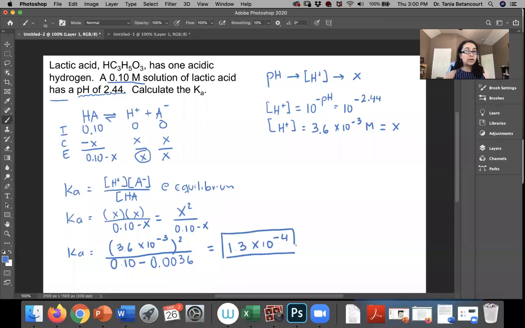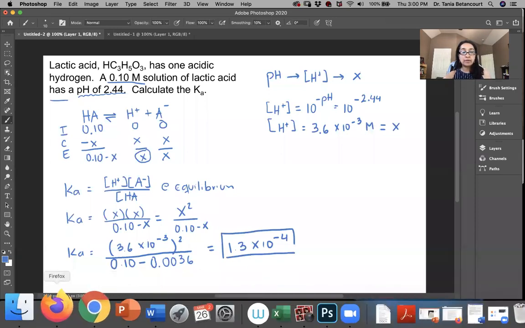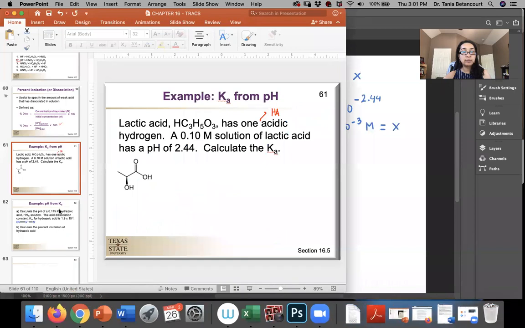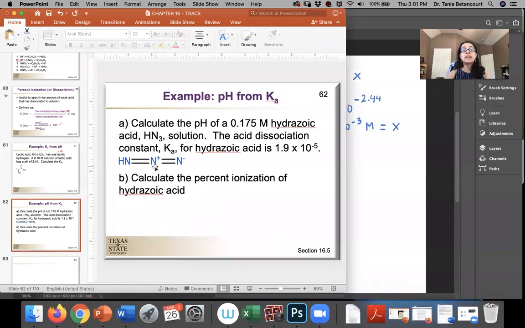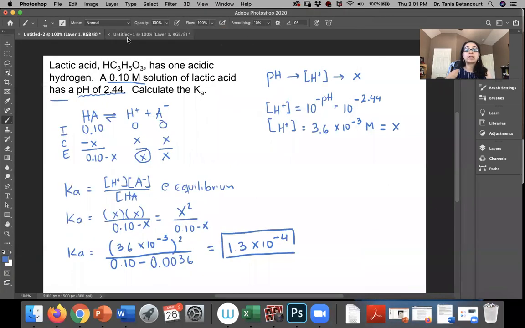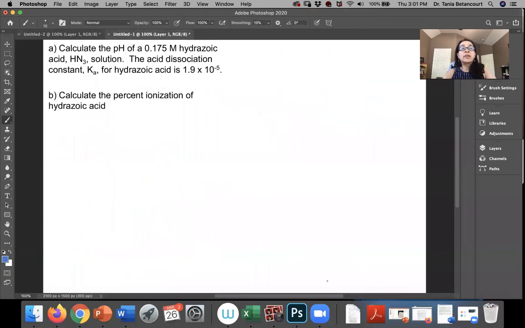So then we go to the next slide, which I believe is the next problem, which is to calculate the pH from the Ka. Let's go back to this program where I have already written it down. Calculate the pH of hydrazoic acid in solution. The acid dissociation constant Ka for this acid is 1.9 times 10 to the negative 5.